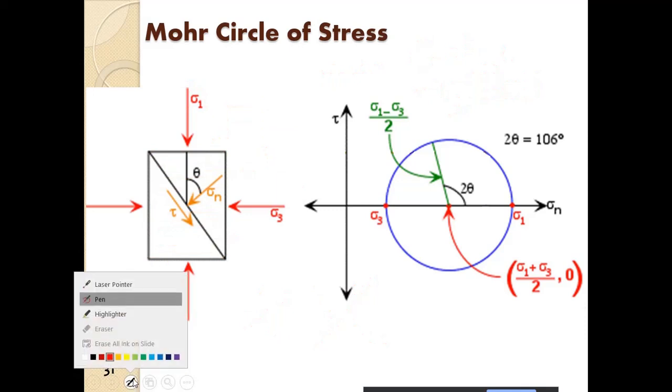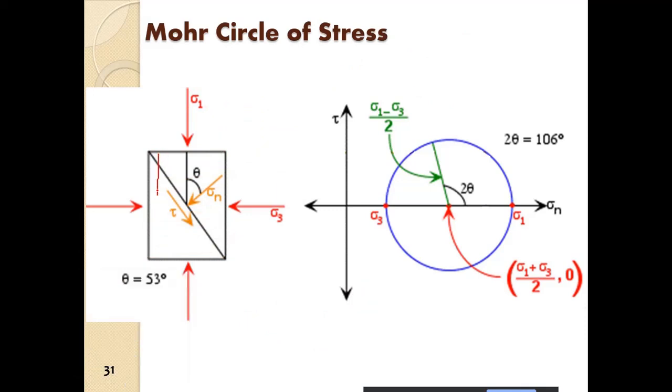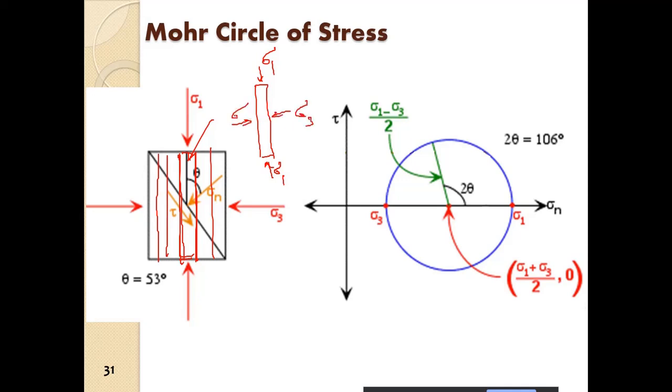Similarly, if we consider the vertical planes, sigma 3 is acting on the vertical planes. So if we consider this element, we have sigma 1 on top and sigma 1 at the bottom, and sigma 3 and sigma 3 at the sides. So on all vertical planes we have sigma 3.